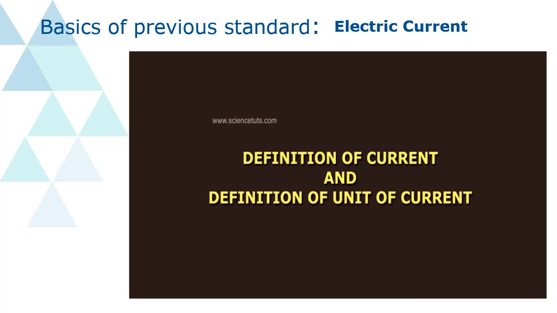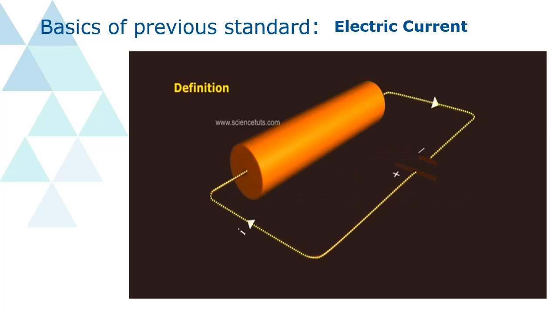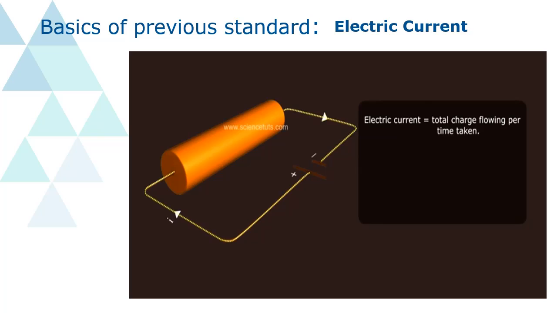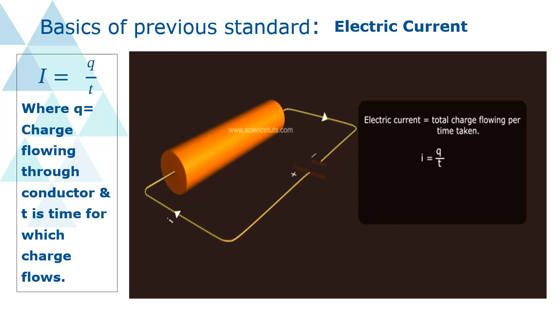Definition of current and definition of unit of current. Definition: it is defined as the time rate of flow of charge through any cross-section of a conductor. Electric current is equivalent to total charge flowing per time taken. I equals Q by T.